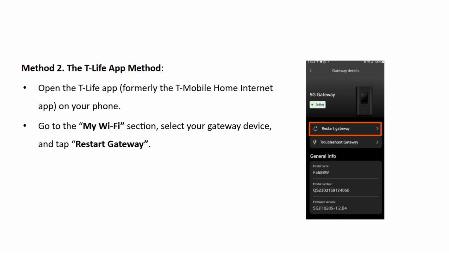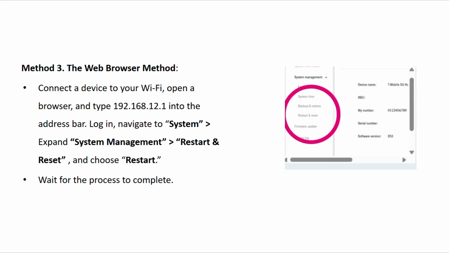Method 2. The T-Life app method. Open the T-Life app, formerly the T-Mobile Home Internet app, on your phone. Then go to the My Wi-Fi section and select your gateway device. Then tap Restart Gateway.